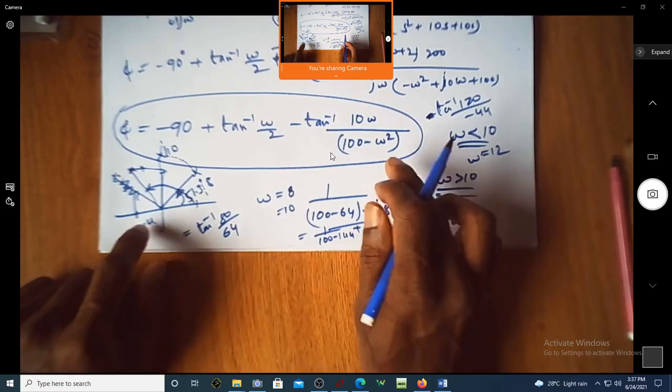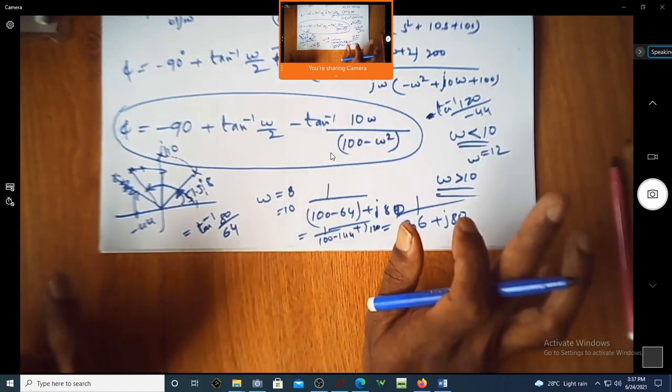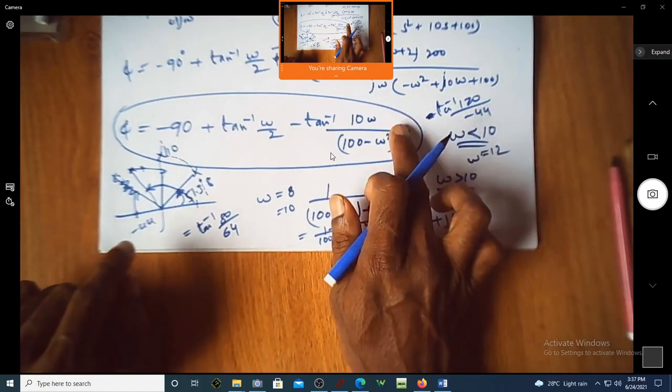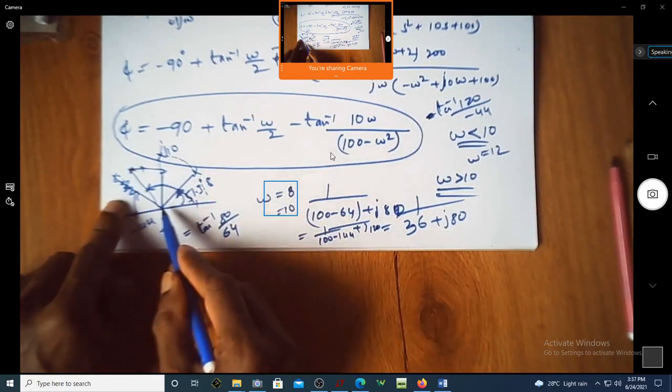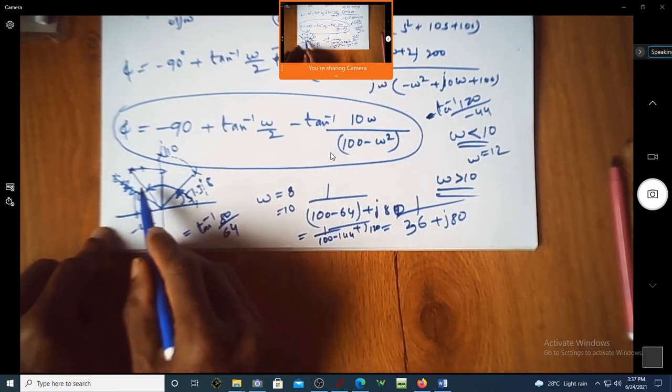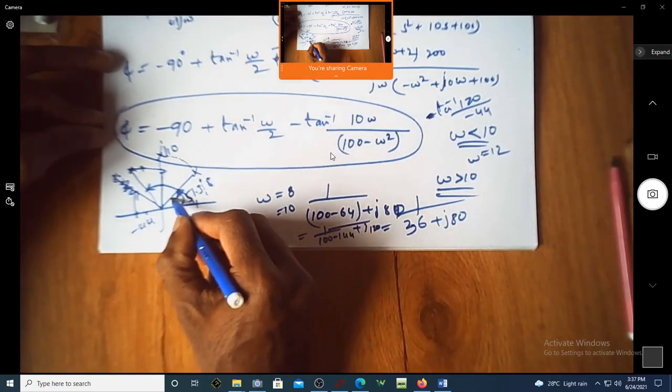Correct? But it's negative. What is happening here? You're totally getting a different answer. Why is it happening? Because the real part, whatever you are getting, has become negative, and the imaginary part is still positive. I'm actually supposed to find this angle.